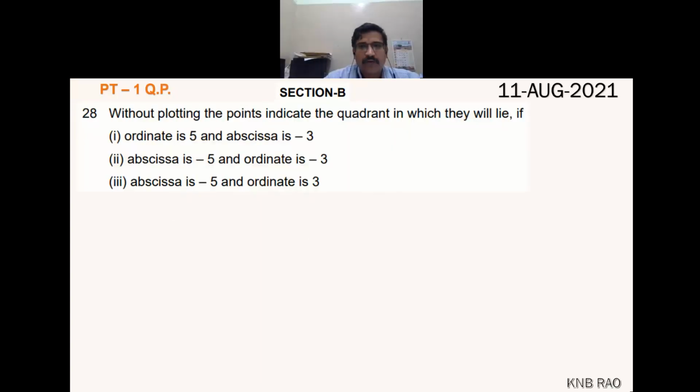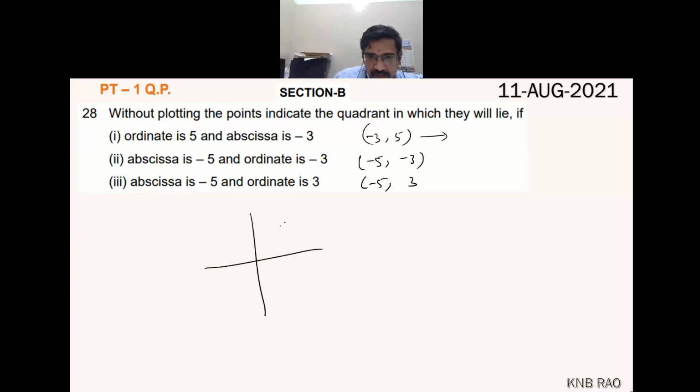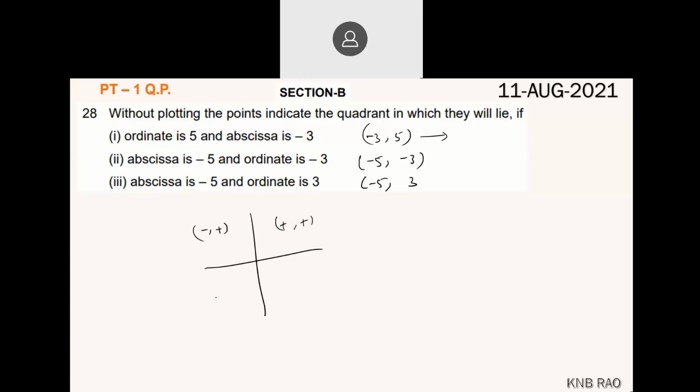Now question number 28. See, it will get over after 2 minutes. Let me complete it faster. Children, without plotting, I gave you the ordinates first to put you in confusion. It is actually minus 5 comma minus 3, and this is minus 5 comma plus 3. Second ordinate: first one positive, second positive; first one negative, second positive; first one negative, second negative.